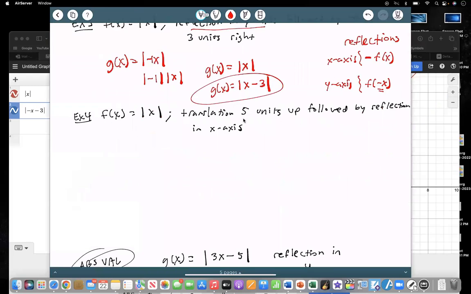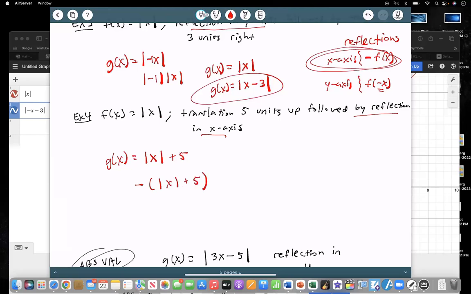So for this one, pay attention here. We want to translate it 5 units up, followed by the reflection. So let's translate it 5 up first. To do that, I'm just going to add 5 at the end, right outside, that'll shift it up and down. Okay, and then followed by a reflection in the x-axis. And I know there, I need to make the entire function negative. So this entire thing needs to become negative, which means the negative needs to go to both here and here. So it's going to be negative x and then the plus 5 as my final answer.